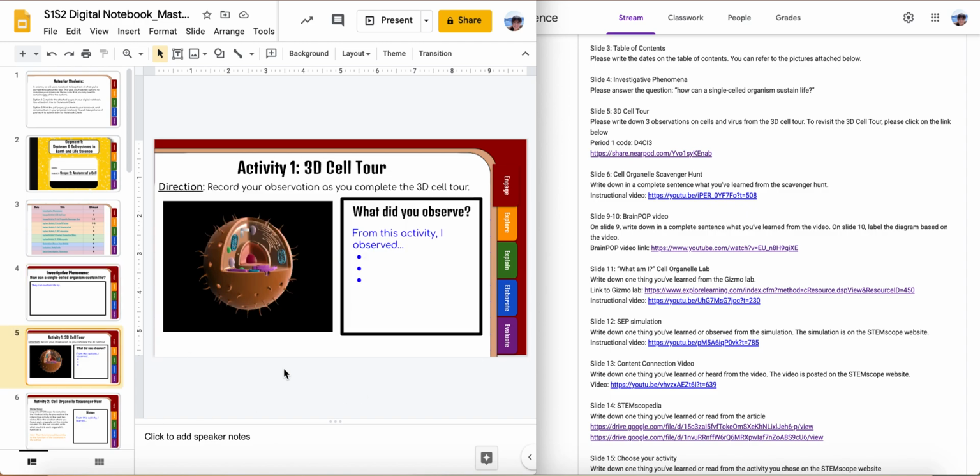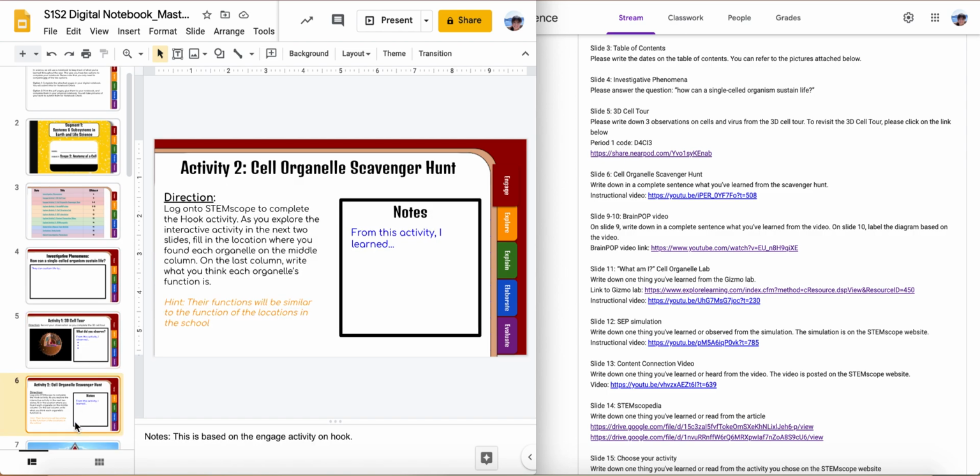Slide 5. This is the 3D cell tour that we took, and in this cell tour, you take a look at the plant cells, animal cells, HIV virus, and a flu virus. After looking at the cell and virus, you want to make 3 observations right here. Again, when it comes to observation, we are writing what you see. What shape do you see? What feature do you see on one cell that you didn't see in another cell? Or what feature do you see in cells that you don't see in virus? Make sure to write 3 observations. If you need to take a look at the cell tour again, the link is posted on your screen.